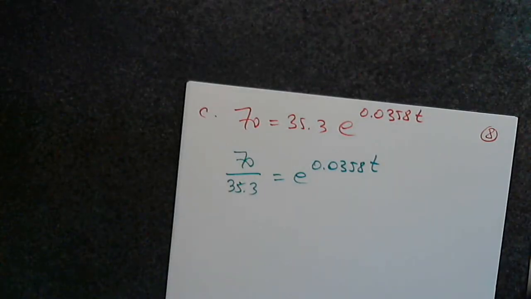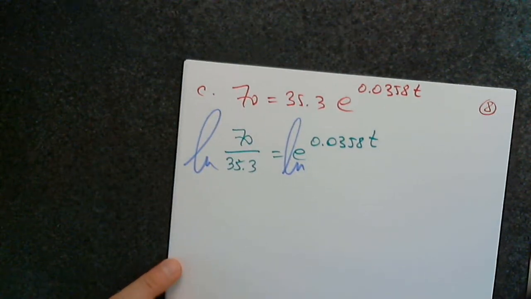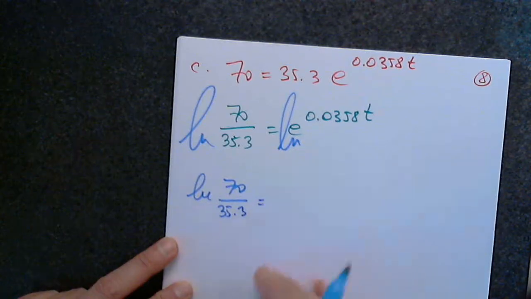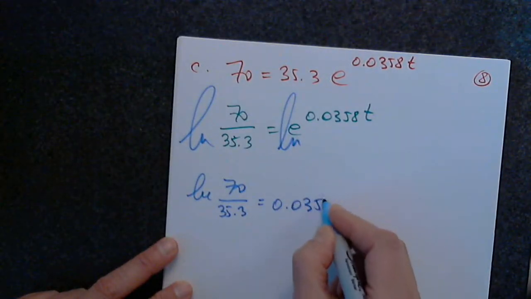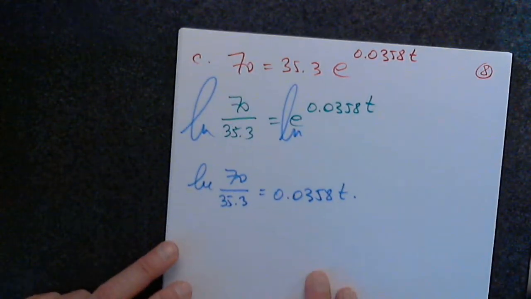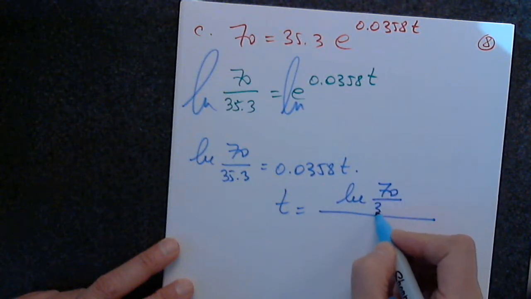And now, I look at the left-hand side, I look at the right-hand side. It's an exponential equation. I wish I could present both sides with the same base, but there is no way. But I do have a mechanism. And the mechanism is what? Very good. We apply natural log to both sides. So then natural log 70 over 35.3, say it again. We have to bring the 0.0358t. I should write times natural log e, but how much is that? Perfect. So then t equals natural log of 70 over 35.3, divided by 0.0358.